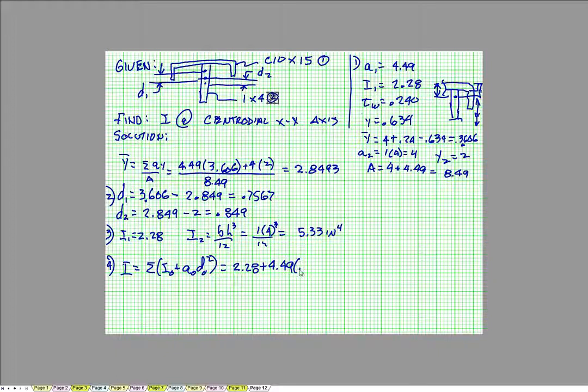1, there we go, 0.7567 squared, plus I2, 5.33 plus A2, 4 times the distance 2, 0.849 squared. I equals 13.1 inches to the 4th.